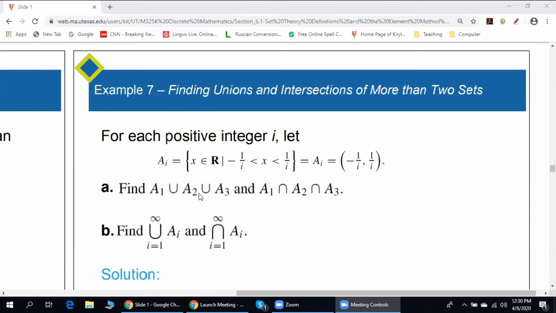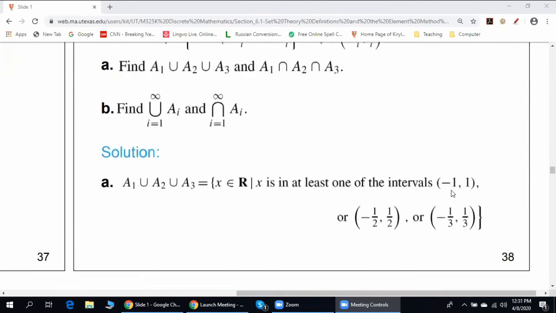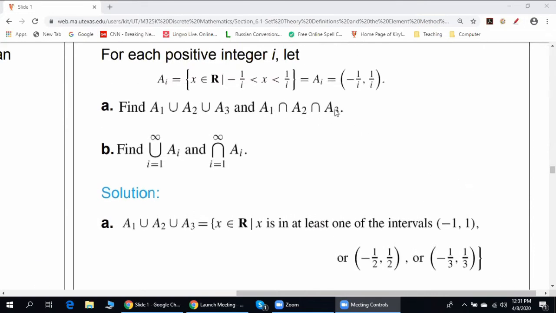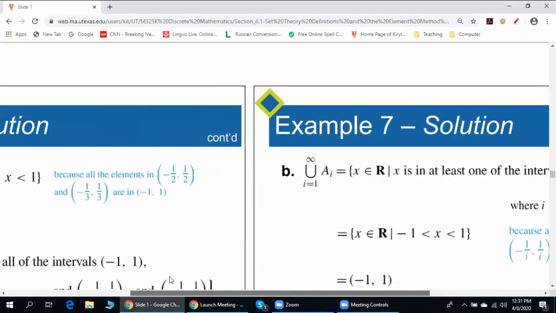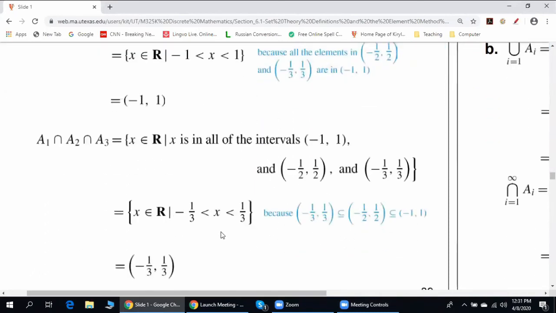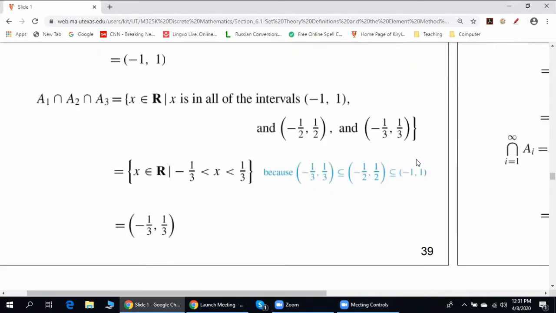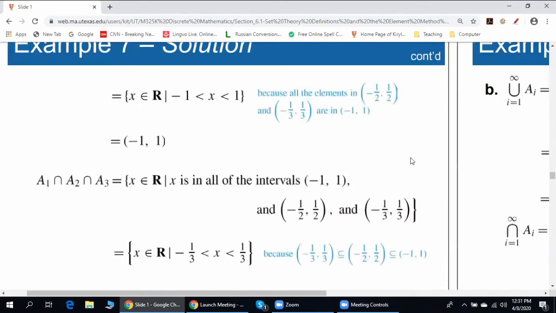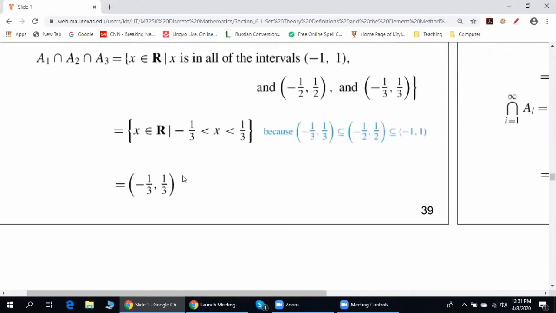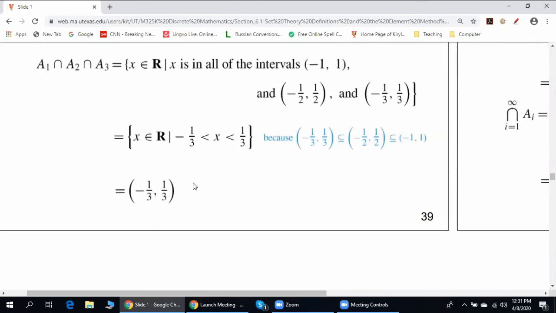Keeping this in mind, the union of A1, A2, A3 is A1, which is the interval from -1 to 1. Talking about intersection, the intersection will be A3, which is the interval from -1/3 to 1/3. So union is this, intersection is this. Guys, any questions about this example?